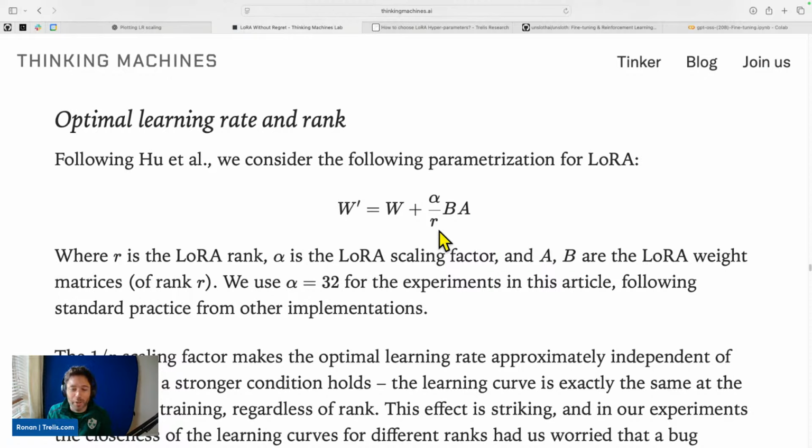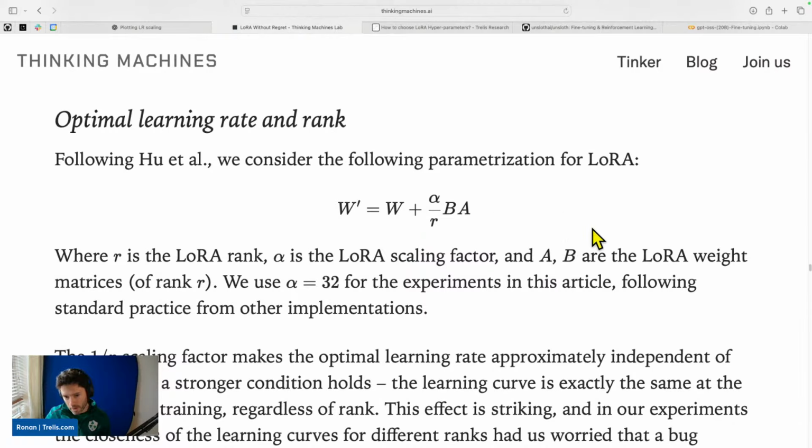Just roughly, let's divide by r. If r is bigger, we should be going slower. If r is smaller, we should be going faster. And so they landed on this convention, which is now used in most libraries, including transformers, including Unsloth, which wraps transformers. And so you have this alpha over r, and the conventional value to pick for alpha is 32. And r is then set by the rank that you pick for training.